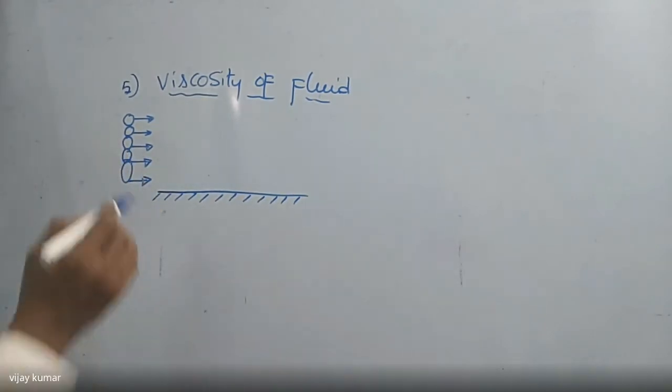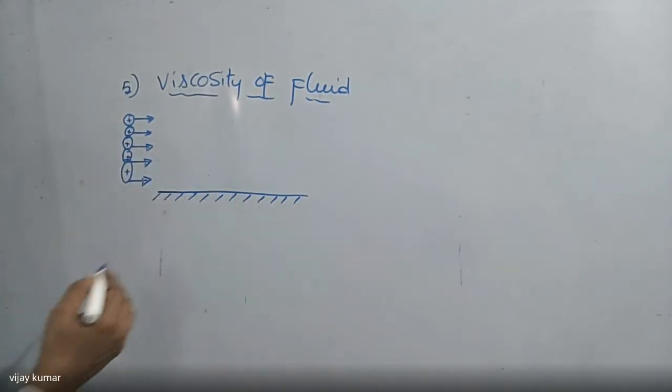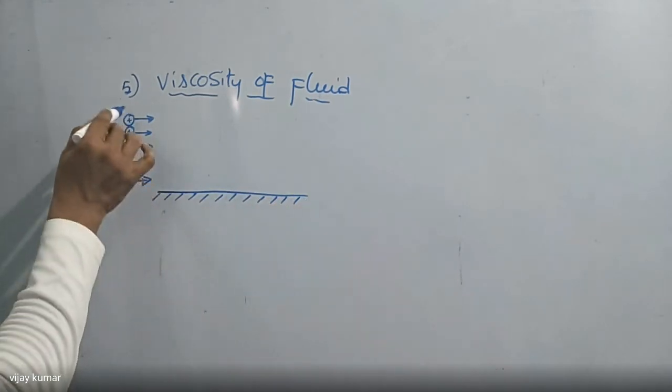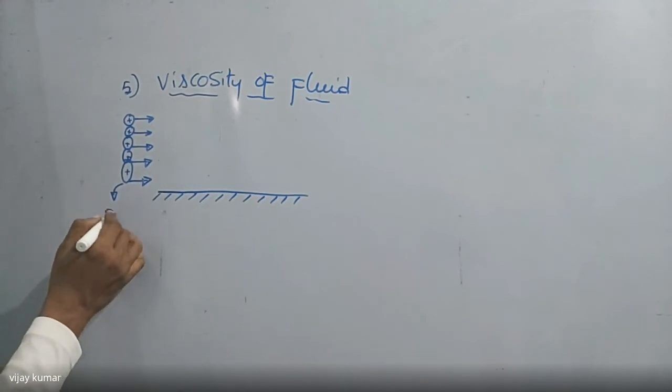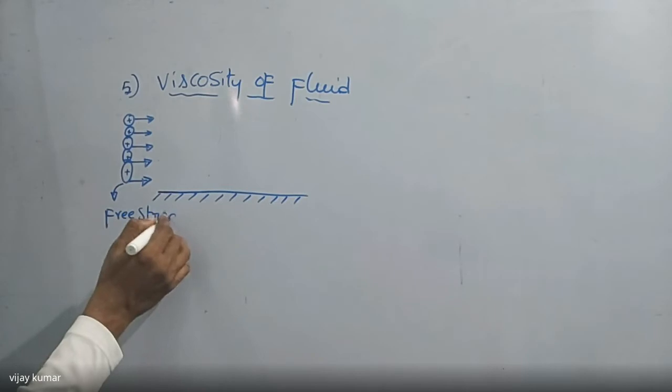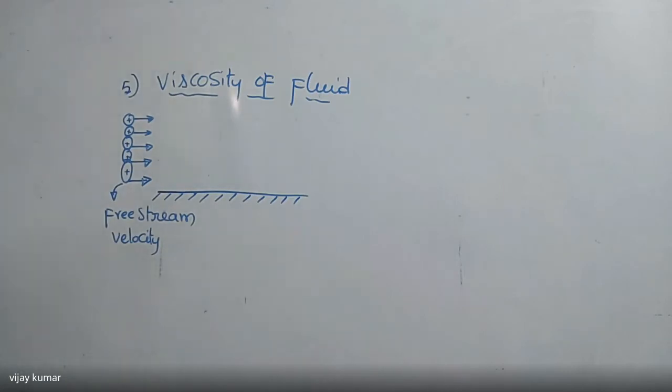These particles are in contact with each other, but before passing over the boundary, all particles are moving with the same velocity. That velocity is named the free stream velocity. Do you get my point or not? So before passing over the boundary, all particles are in contact with each other and moving with the same velocity, which is named the free stream velocity.